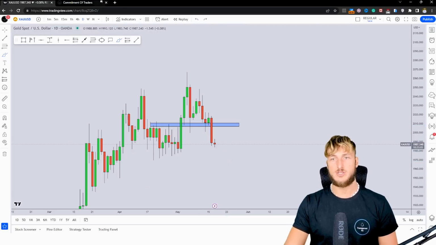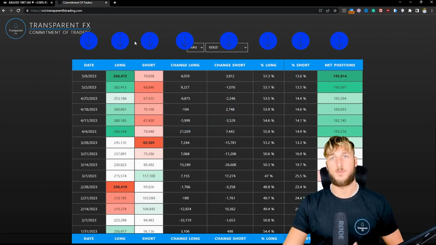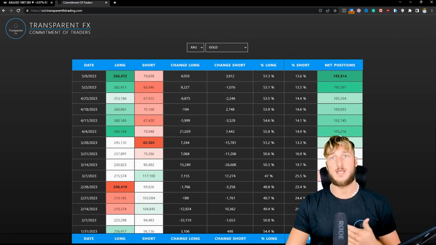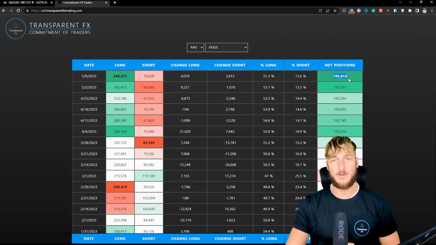Now, if we go and see what we have when it comes to the Commitment of Traders, so the COT data, which is what the non-commercials, so the biggest speculators in the market are doing, which are essentially hedge funds, so the big players in the market. If we look here at the net positions, we can see how net positions with the last reports have constantly been increased. We went from 98K all the way up to 195K net positions.